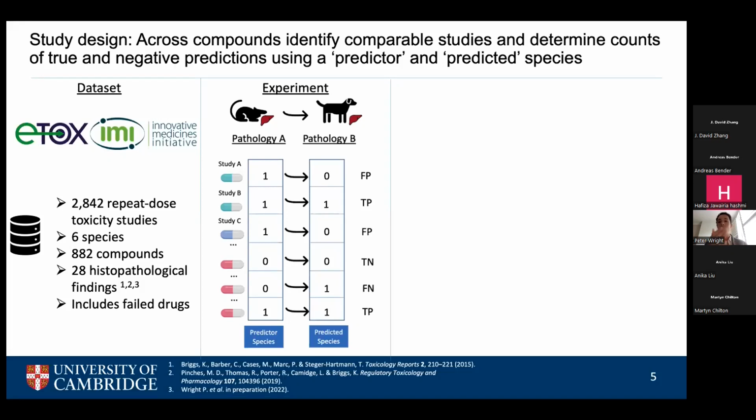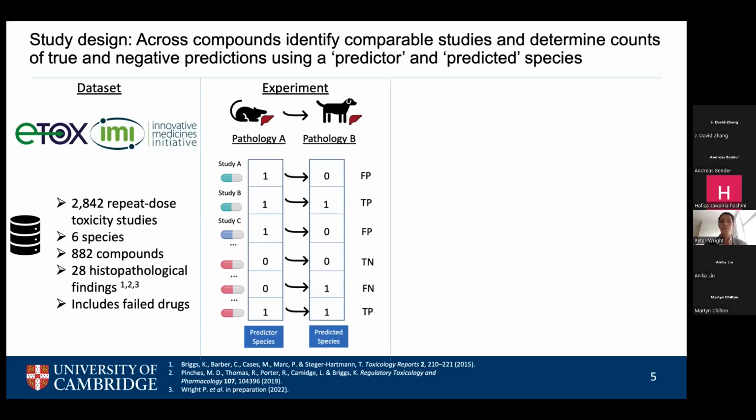A 1 here would indicate that the pathology was observed to be treatment-related, and a 0, that it was observed to be not treatment-related. And we count the number of false positives and true positives, and then these can be used to quantify the likelihood ratios from the previous slide.